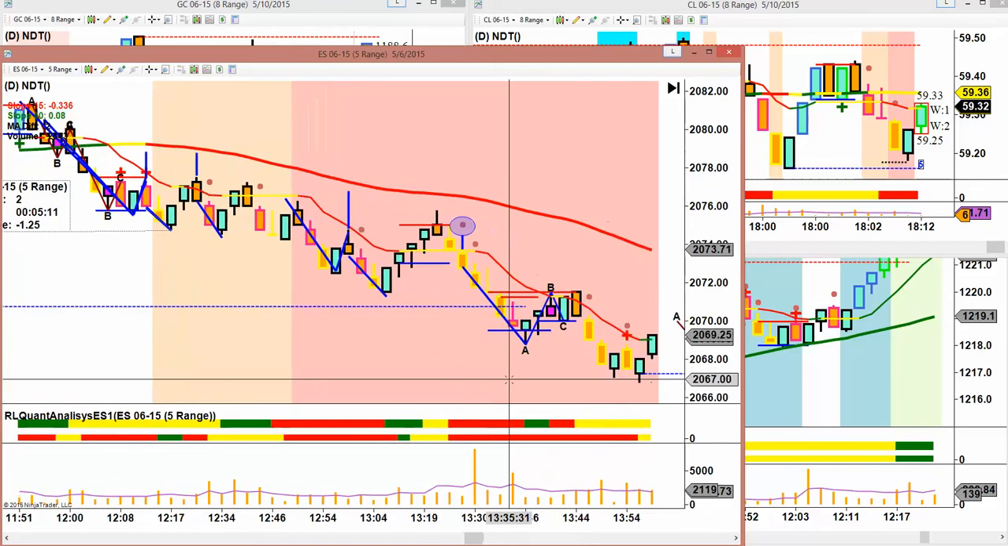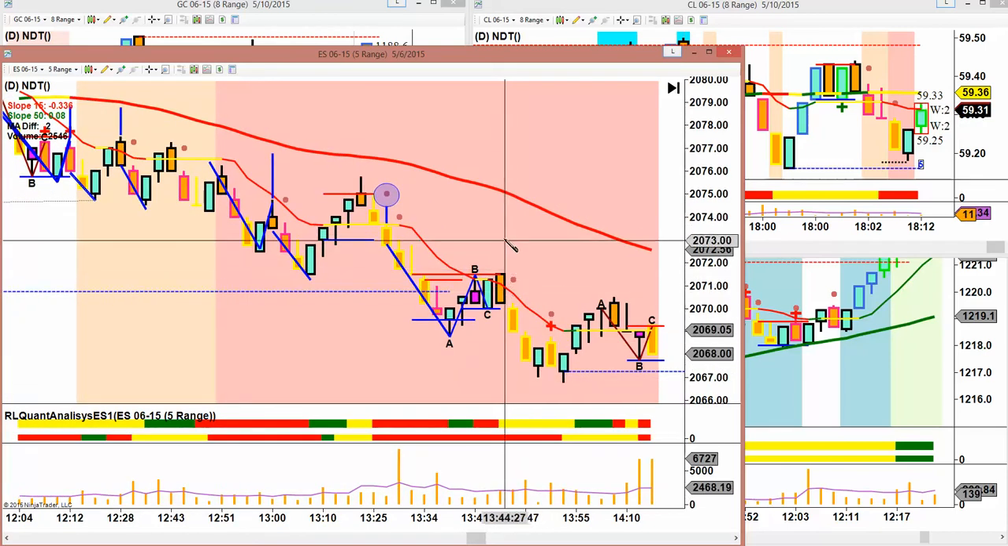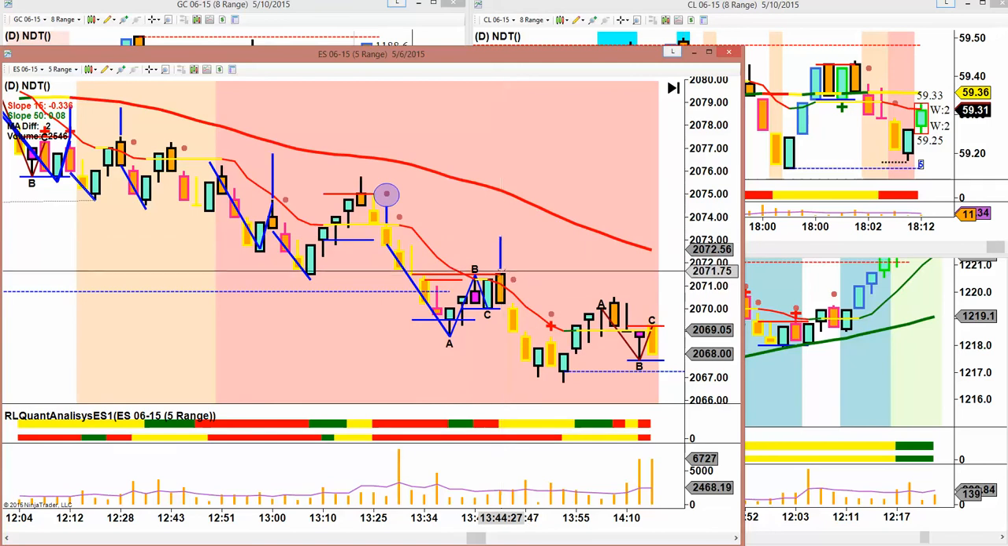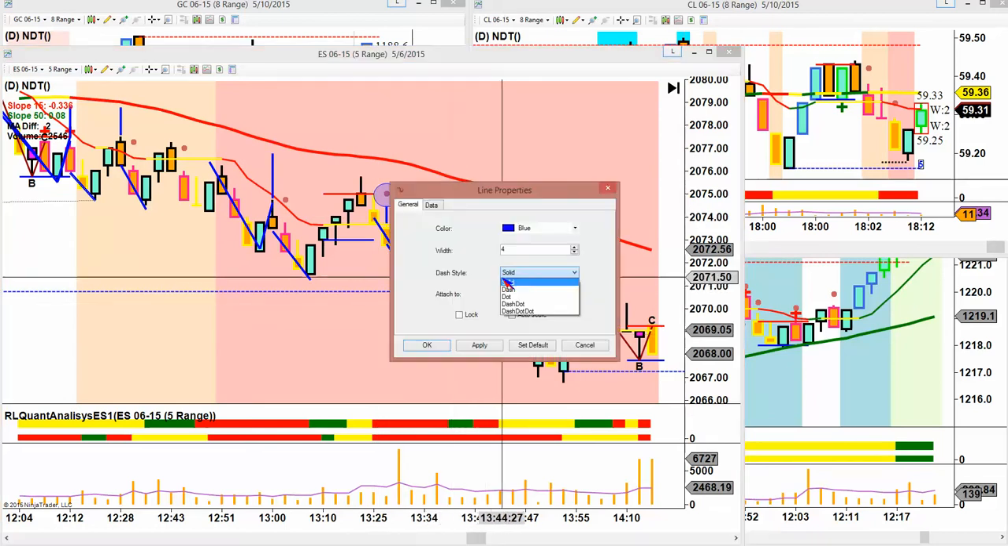So you have the same thing here. Here's your trade. Now that's a good trade. You have a retrace right back up. Whoop.